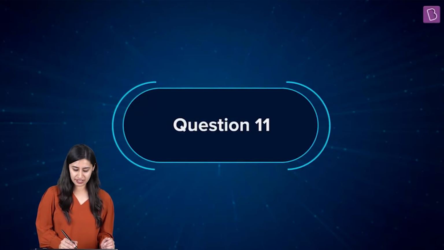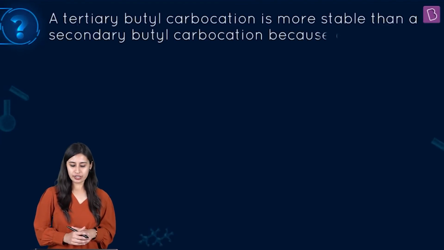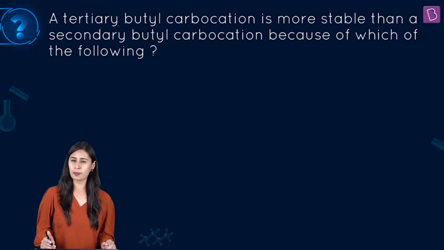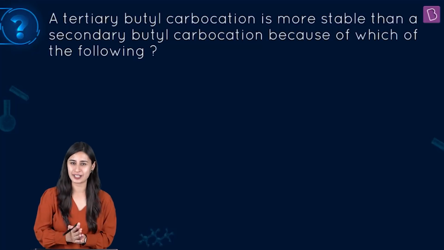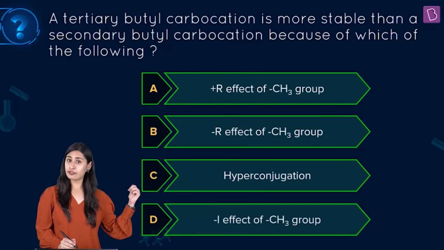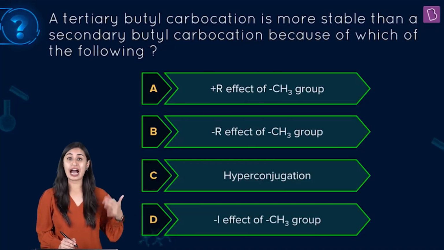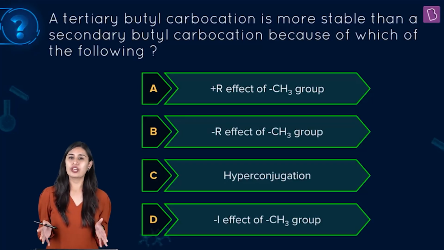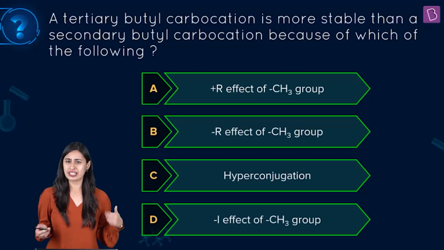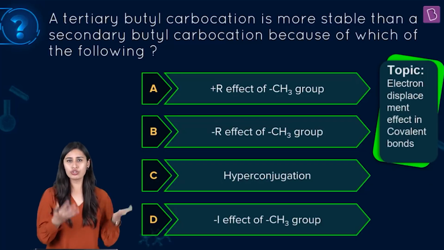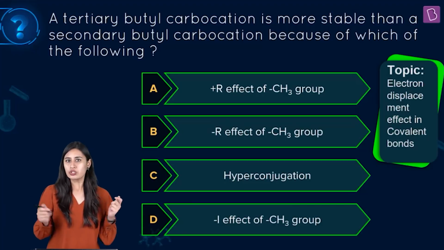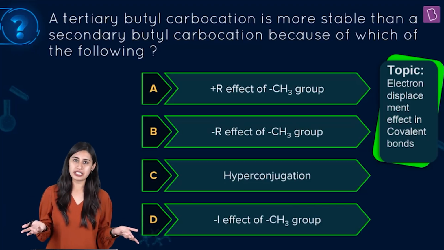Alright, now we have a very fundamental question coming. A tertiary butyl carbocation is more stable than a secondary butyl carbocation because of which of the following? Let's see the options and then we will lead to the right direction. The options are plus R effect of methyl, minus R effect of methyl, hyperconjugation, minus I effect of methyl group. Question is from General Organic Chemistry, GOC, very fundamental question. You should know it in order to know any of the organic chemistry questions, right? So the question is based on the stability of intermediate basically.